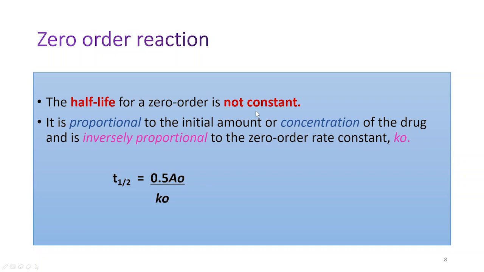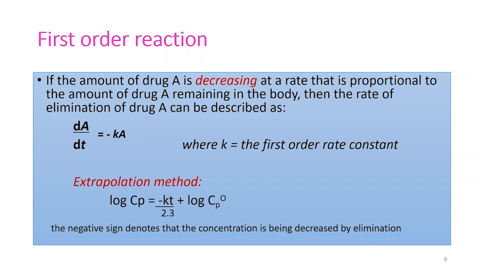Now, this half-life is proportional to the initial amount or concentration of the drug, and inversely proportional to the zero order rate constant. So T1/2 here represents half-life, which is equal to 0.5 times the initial concentration of the drug at time 0 divided by the zero order rate constant. Please try to remember this formula for half-life for zero order reaction, because for first order, it would be a different formula. First order reaction.